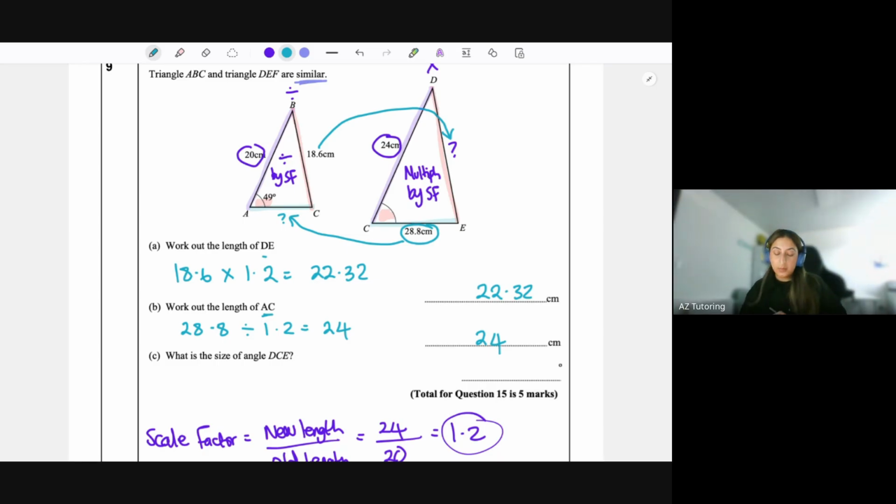centimeters. Then it says work out the size of the angle DCE. So one thing to remember, the angles stay the same. Corresponding angles, so the angles that match with the other shape, are on the same side and everything.